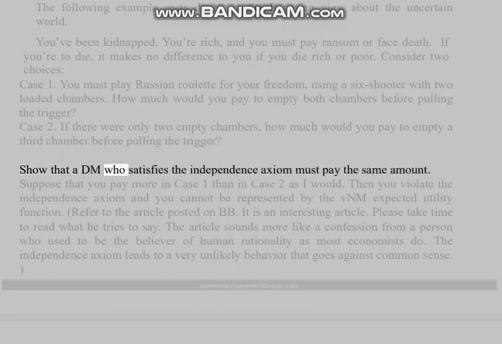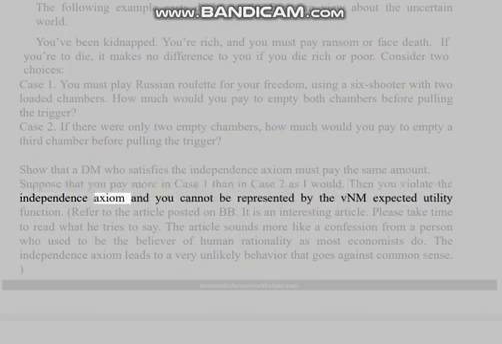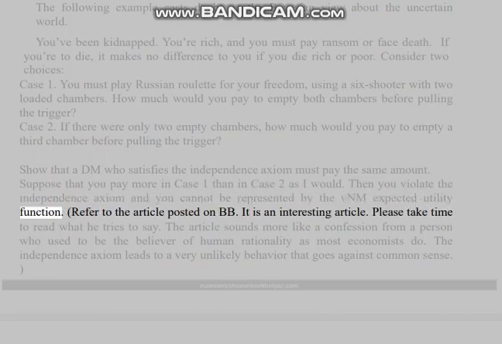Show that a DM who satisfies the independence axiom must pay the same amount. Suppose that you pay more in case 1 than in case 2, as I would. Then you violate the independence axiom and you cannot be represented by the VNM expected utility function.